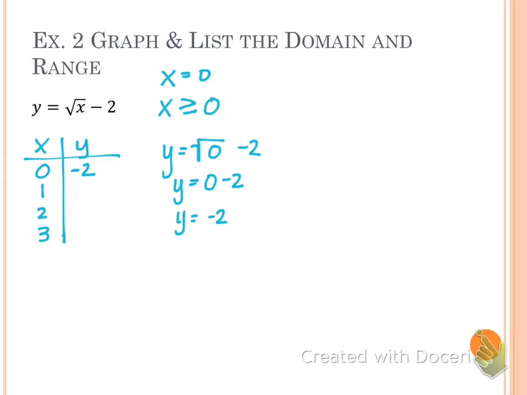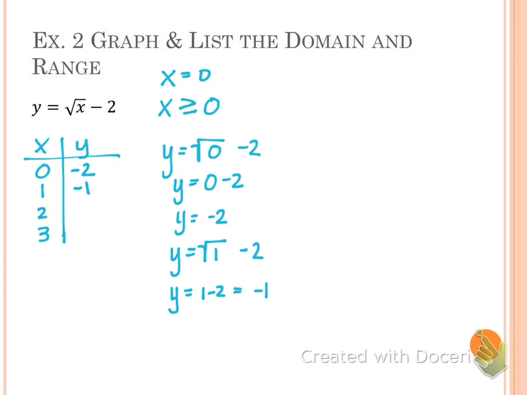So let's try 1 now. Y is equal to the square root of 1 minus 2. What would I do first to solve this equation? What's the square root of 1? 1. 1 minus 2 is negative 1.